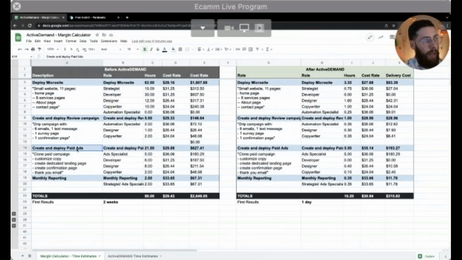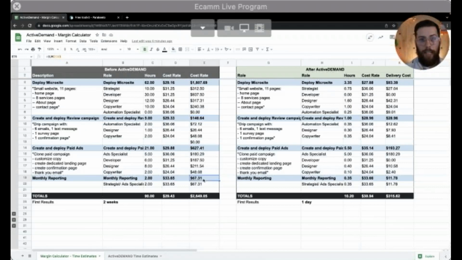They have a paid ads campaign that's being deployed, and then a monthly reporting cadence. So here you can see the estimated time for each of these deliverables: the microsite at 62 hours, the review campaign at 5 hours, the paid ads campaign at 21, and the monthly reporting at roughly 2 hours. And then you have the associated cost for all the people involved in this process, and in total, the delivery cost for each of these deliverables.